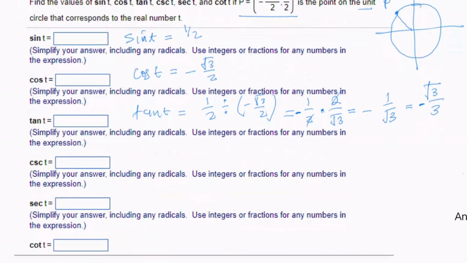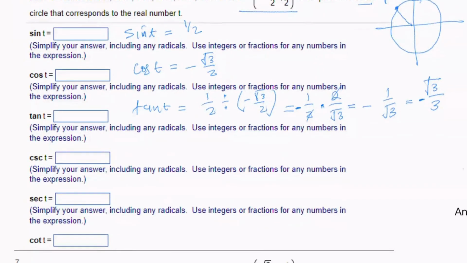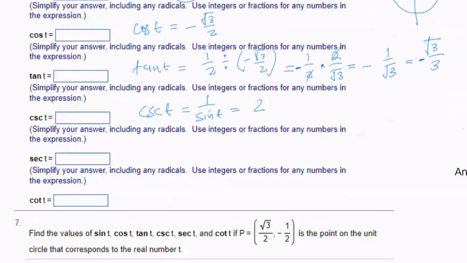What about cosecant? We know cosecant t is 1 over sine t. So the reciprocal of sine t is 2. Then secant t is 1 over cosine t.